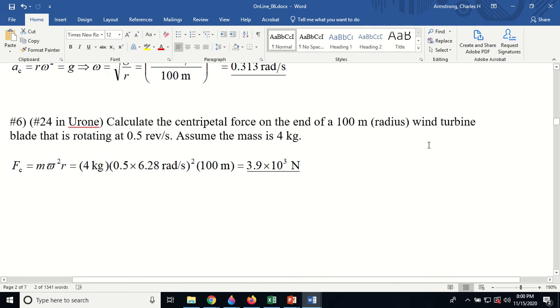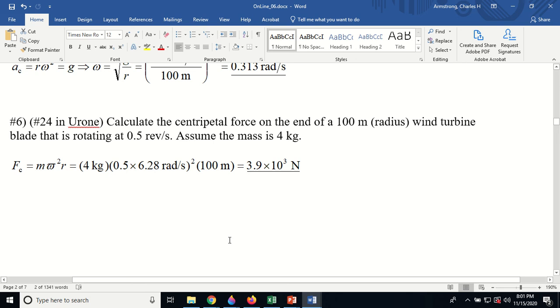Calculate the centripetal force. This is number 24 in your own now. Calculate the centripetal force on the end of a 100-meter radius wind turbine blade that is rotating at 0.5 revolutions per second. Assume the mass is 4 kilograms. What do we know about centripetal force? It's equal to the mass times the centripetal acceleration. So we use the angular velocity squared.